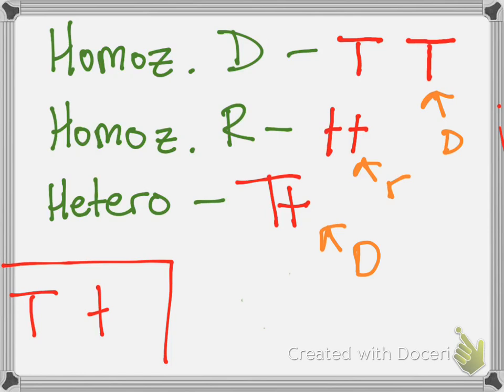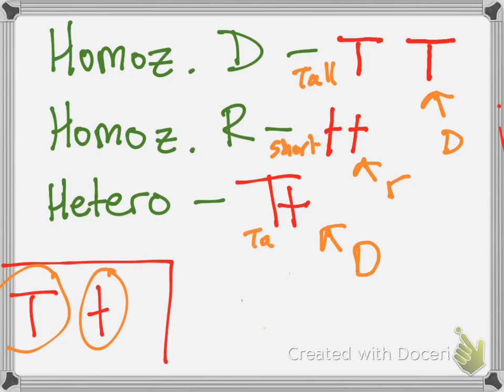So then, what if I was talking about what it looked like? Let's say the big T stands for tall and the little t stands for short, right? What is that called when I'm looking at this one and I get this person to be tall, this person to be short, and this person to be tall? What is that term called? Marco?